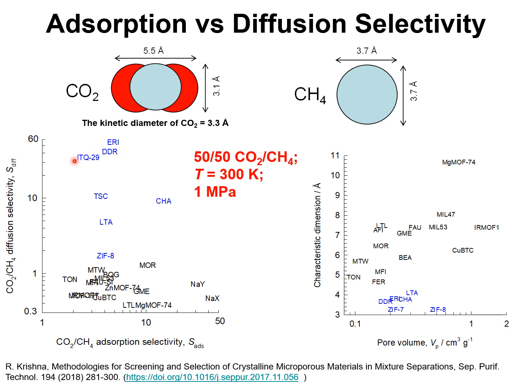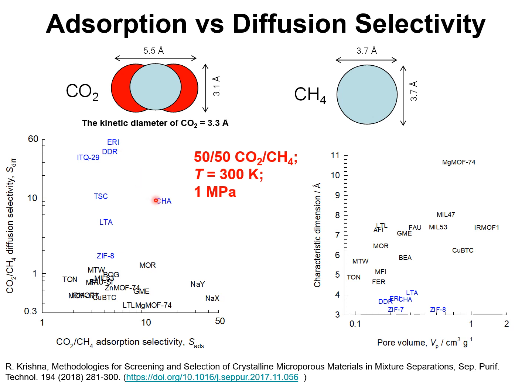Now, to understand the differences between the blue materials here, these consist of cage type structures separated by very narrow windows less than about 4.1 angstrom in size. For example, ZIF-8 has an effective window dimension of 3.3 angstrom. Chabazite has an effective diameter of 3.8 angstrom. DDR zeolite has a window dimension of 3.65 angstrom.